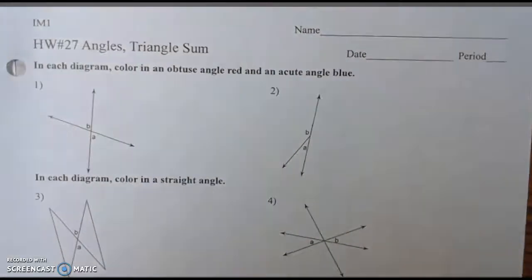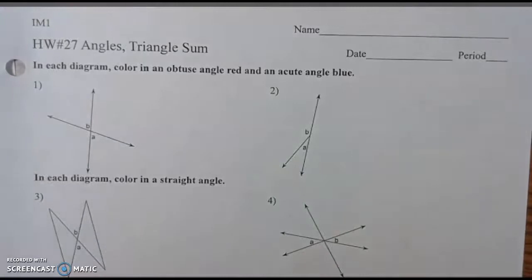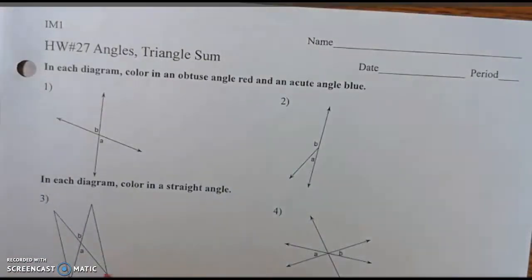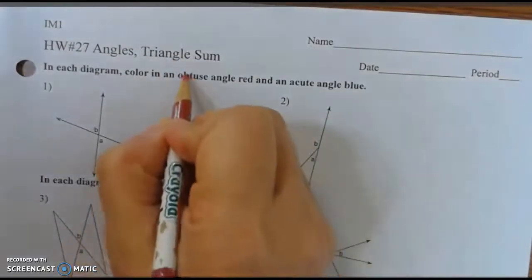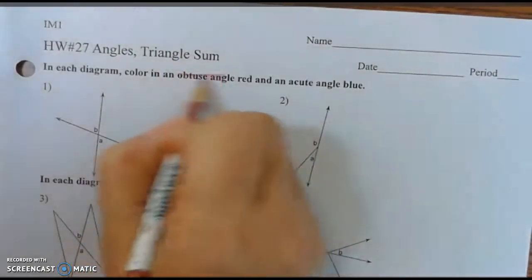Let's get started. In each of the diagrams, color in an obtuse angle red and an acute angle blue. So I need my red and blue. Okay, so red is my obtuse. Obtuse angle is red.